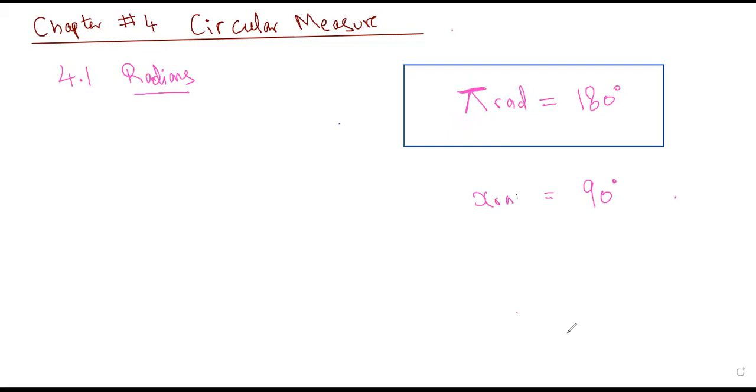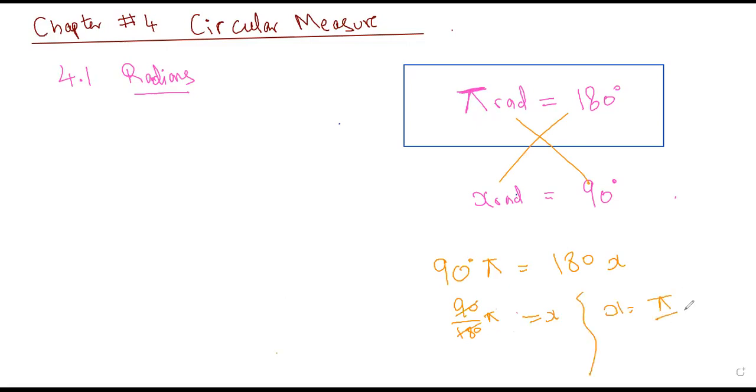By using ratio proportion. So we will simply cross multiply, and what do we get? 90 degrees into pi equals 180 into x. So 90 by 180 into pi equals x, and x is 1 by 2 pi, right? So x is basically pi by 2 radians, right? So did you understand the basic concept of this section? That we will be converting the angles from degrees to radians and from radians to degrees.